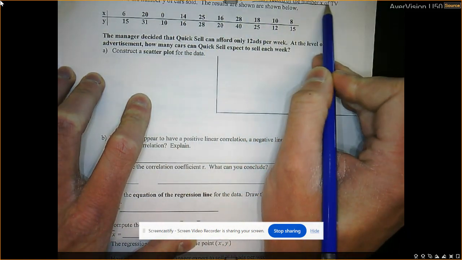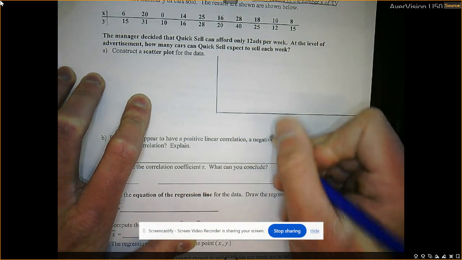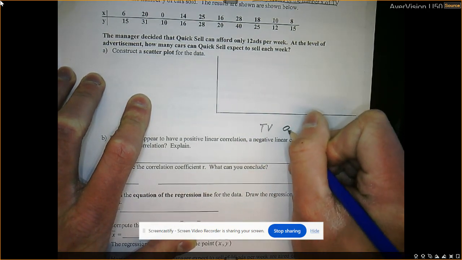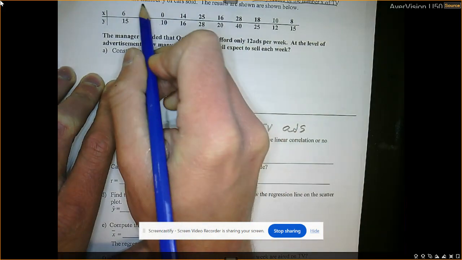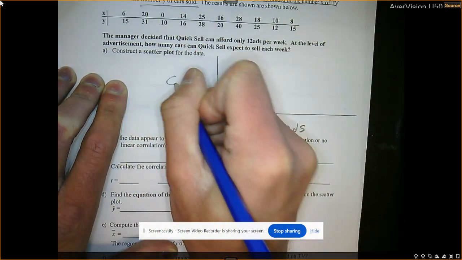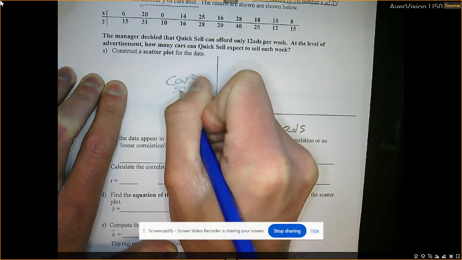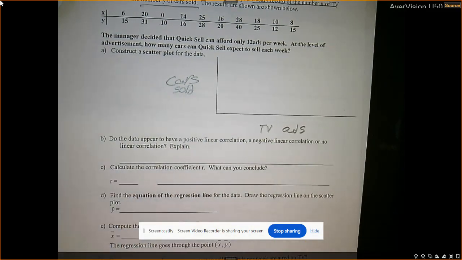I'm not going to do the full scatter plot, but here's what you would do. Read this and see what we're talking about here. It says weekly record of the number x of TV ads. That means TV ads goes down here, that's your x-axis, and number y of cars sold, so cars sold should be over here. Remember, don't forget your labels on your test. Lots of you lose points because you forget to label.